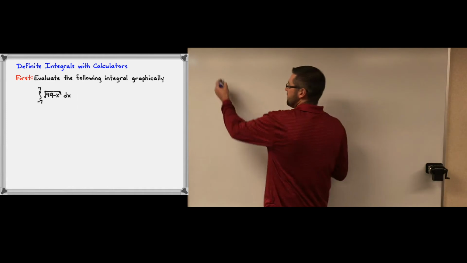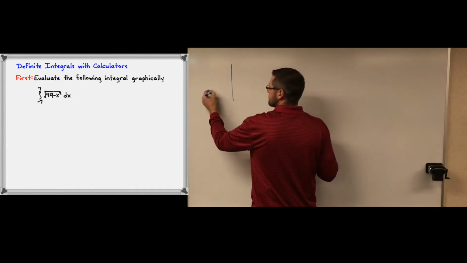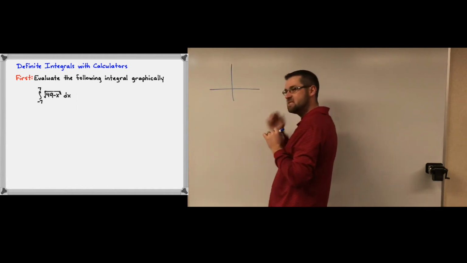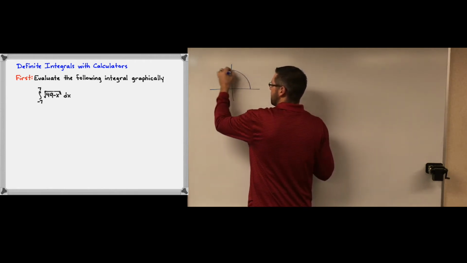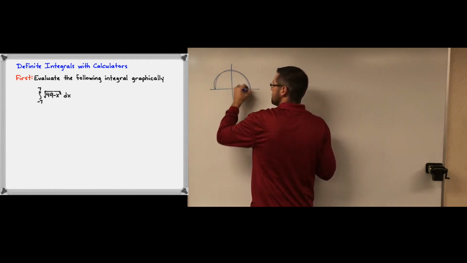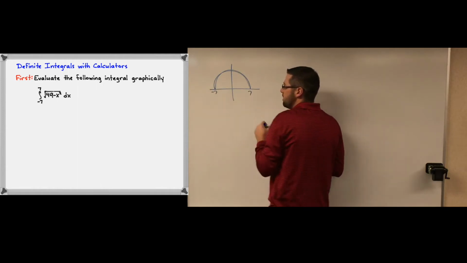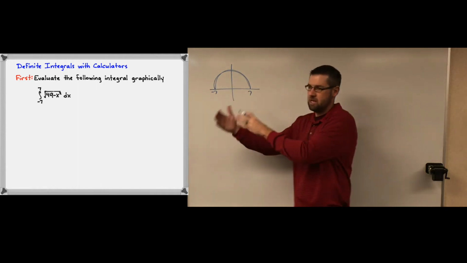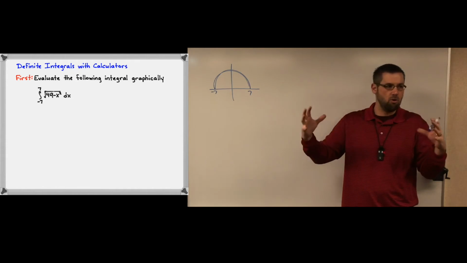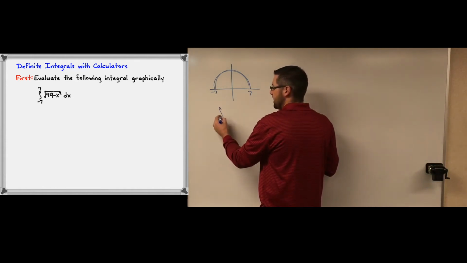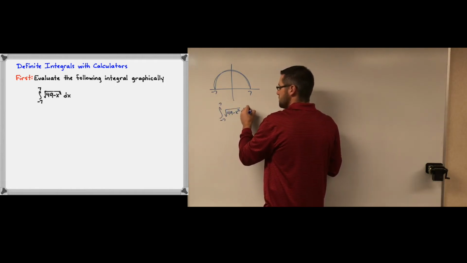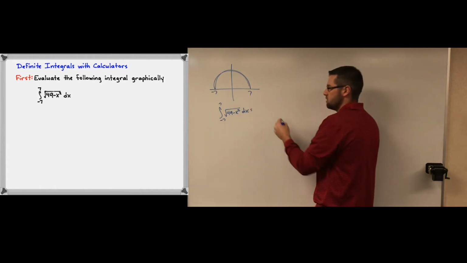So graphically, what is this? A semicircle. Okay? So it's a semicircle with a radius of 7, so negative 7 and 7 there. And we are looking for the integral from negative 7 to 7, so we're looking for the area of the whole semicircle this time, right? So the integral from negative 7 to 7 of the square root of 49 minus x squared dx is equal to what? Give me the formula.